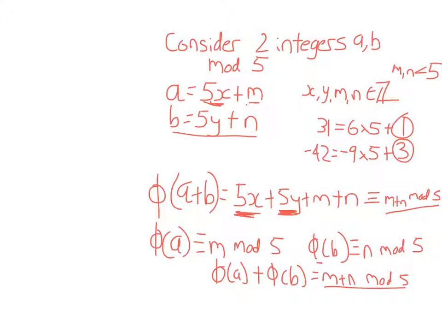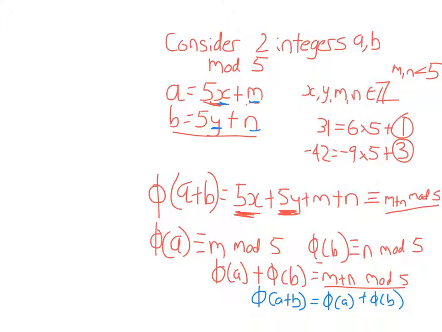So what I've shown here is that phi of a plus b is the same as phi of a plus phi of b. So I've shown that phi is a homomorphism. Because I used arbitrary integers x, y, m, and n, they could be any integer. I've shown that it works for all integers. So phi is a homomorphic map.